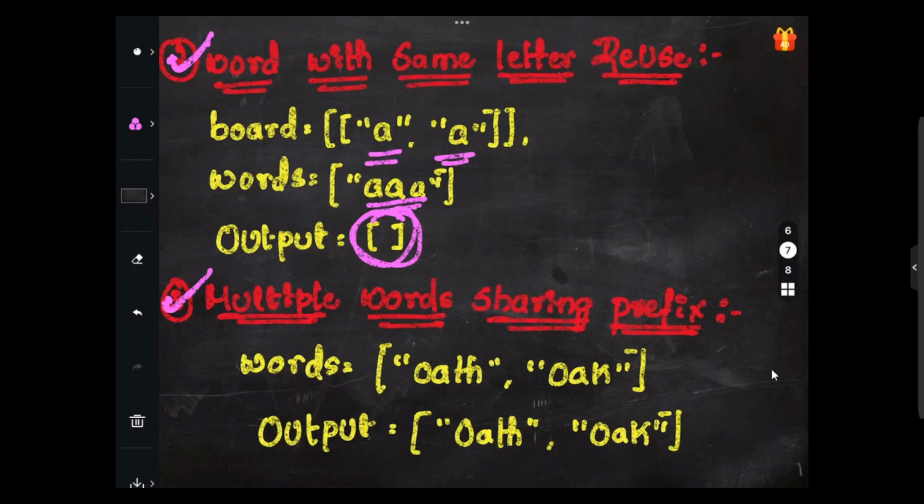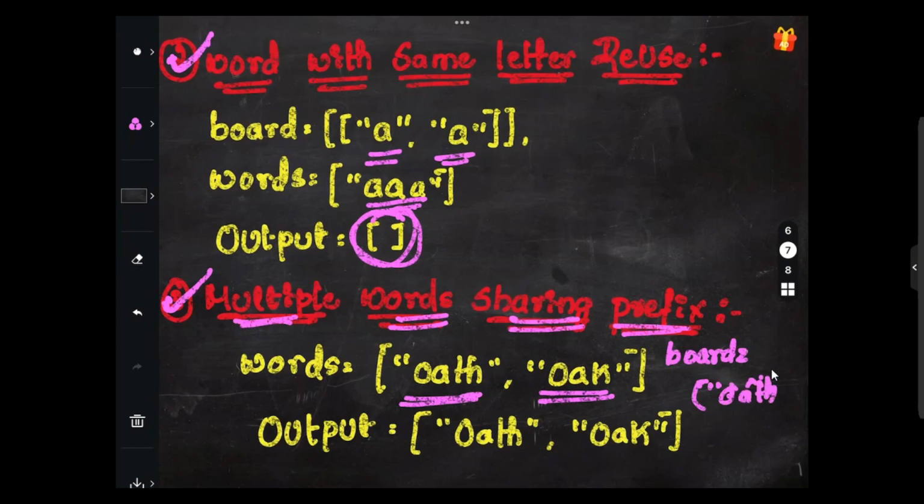So let's go with the third edge case here, multiple words sharing a prefix. When I say multiple words sharing a prefix, the words we are going with are oath and oak in this case. Oath and oak are present in the board as well. Let's consider a board which consists of oath and, just for example's sake, it consists of O and oak, right?